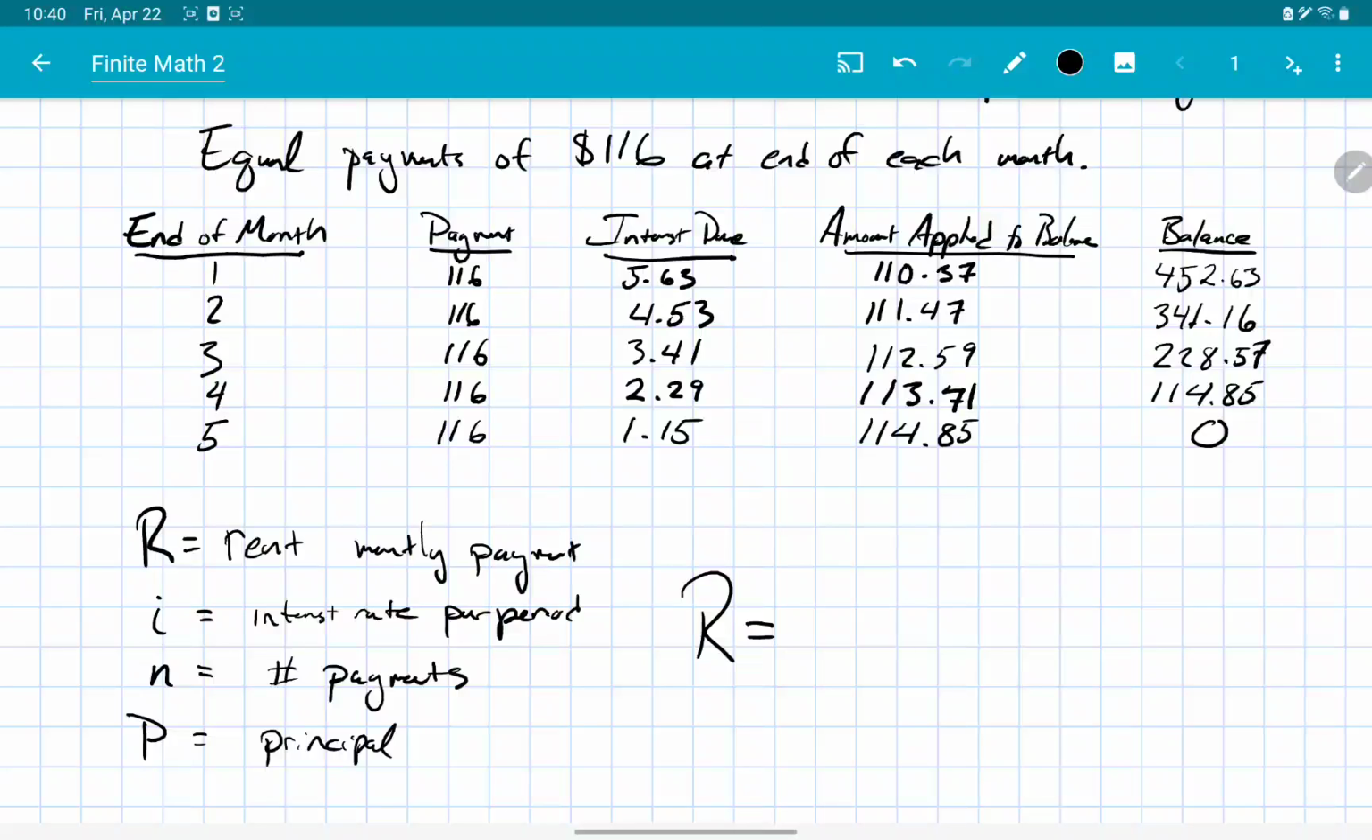The formula for the monthly payment, or rent, or the periodic payment (we don't know if it's monthly or yearly or whatever) is R equals I divided by 1 minus (1 plus I) to the negative n power, times P. That's the formula that you want to memorize or write down on the sheet of paper for the exam.